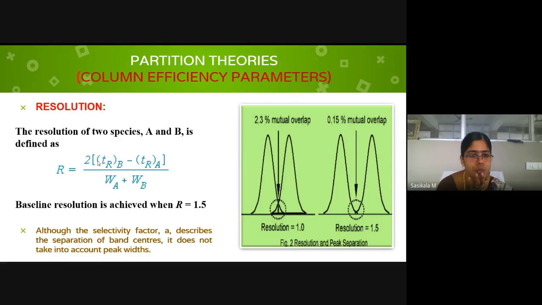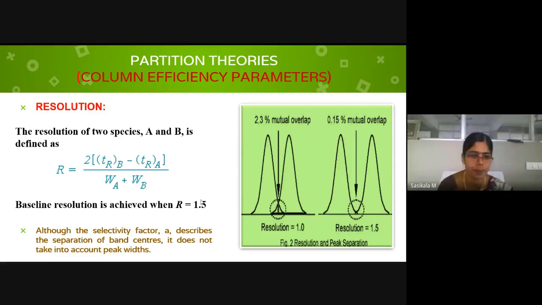It is 2 times the retention time of analyte B minus the retention time of analyte A, that is, 2 times the difference between B and A, divided by the width of the first analyte and the width of the second analyte, A and B. It is the sum of the peak widths of A and B. This will give you the baseline resolution, and it should be 1.5.